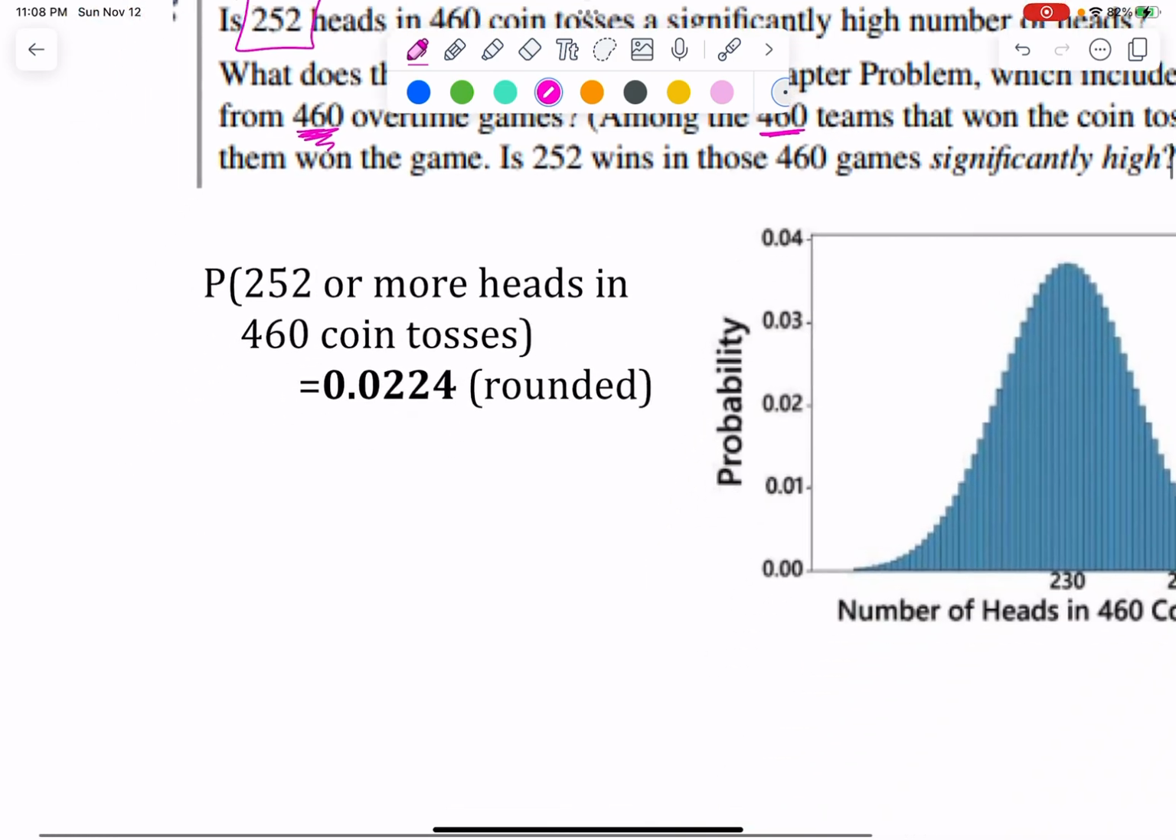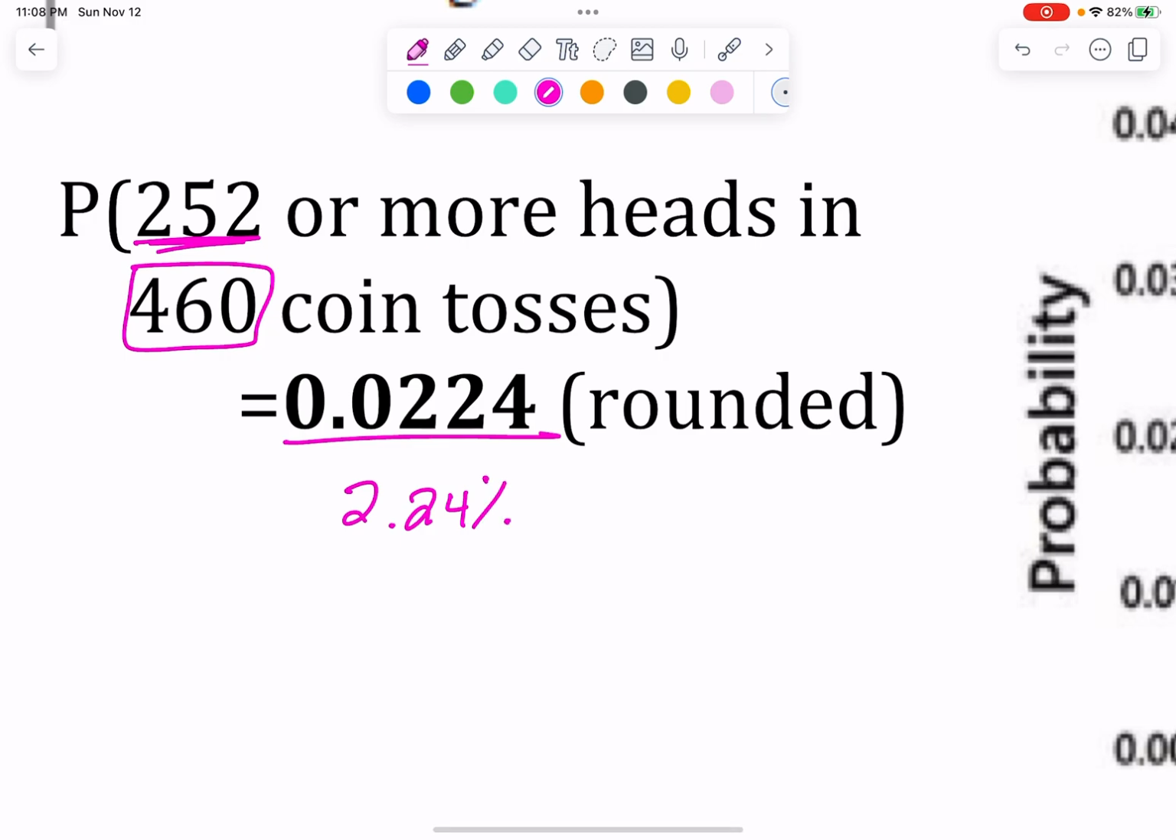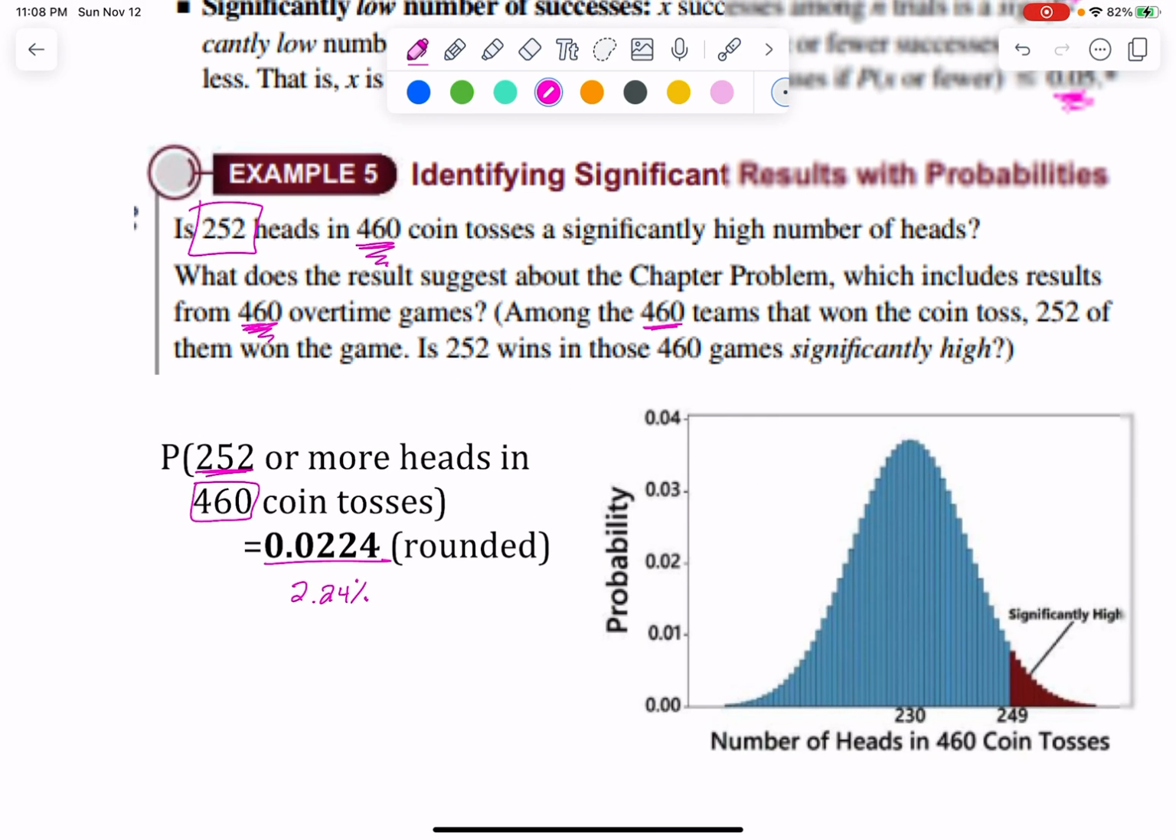Okay, they went ahead and calculated this out for me. We don't know how to calculate this yet, we don't know the formula yet, and that's okay. They're giving me this information. They're saying out of 460 coin tosses, 252 being a result for wins happens 2.24% of the time. So yes, 252 wins of the coin toss is considered to be a significantly high number because it's only happening 2% of the time.